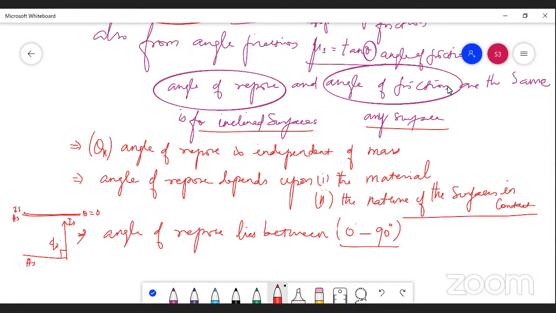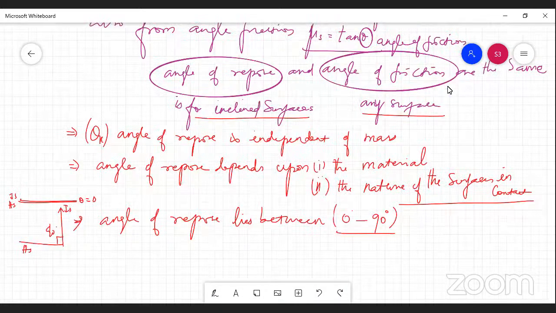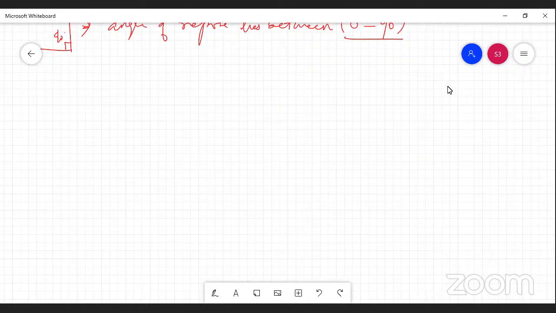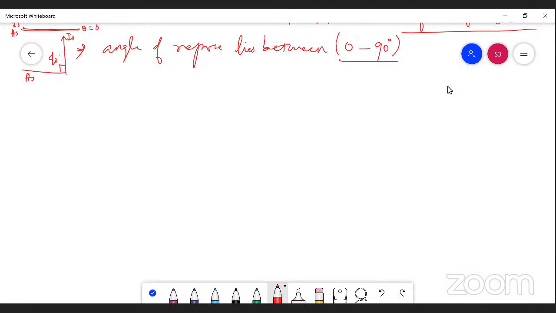Finally, we have concluded that the angle of repose is independent of mass. Another one, the angle of repose depends upon the material and also depends upon the nature of the surfaces in contact. And the third one, the angle of repose lies between 0 to 90 degrees. We shall now solve a simple example problem which is given in your textbook. The block of mass M slides down the plane inclined at an angle of 60 degrees.